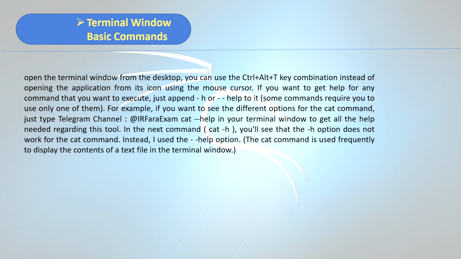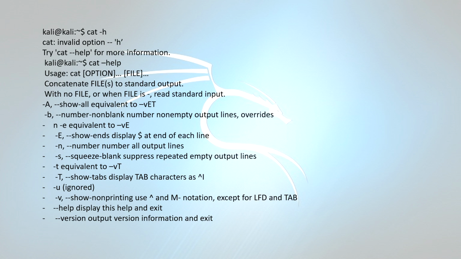For example, if you want to see the different options of a command, you just type the command and --help in your terminal window. You get all the help needed regarding this tool. In the next command, you will see the host help, and it does not work with the cat command. Next, with the Kali command: cat, a, individual option, try cat --help for more information. Kali cat --help uses the cat option file.